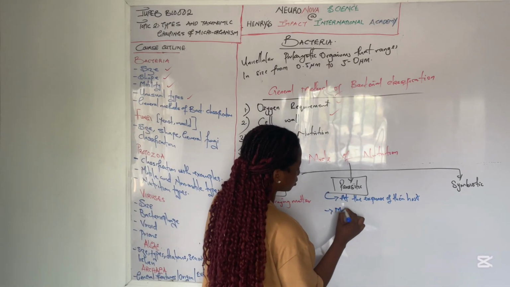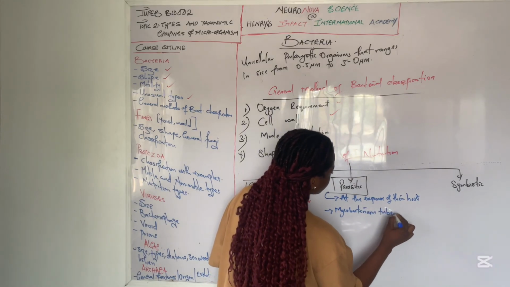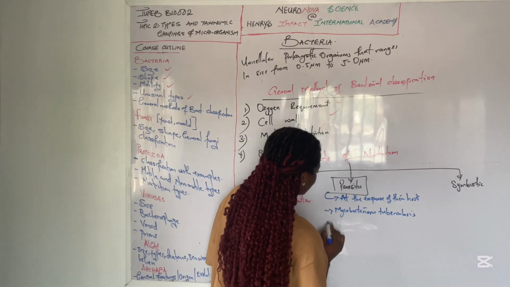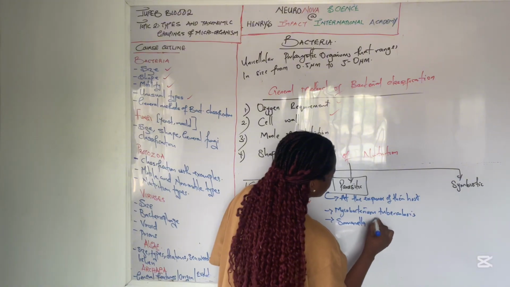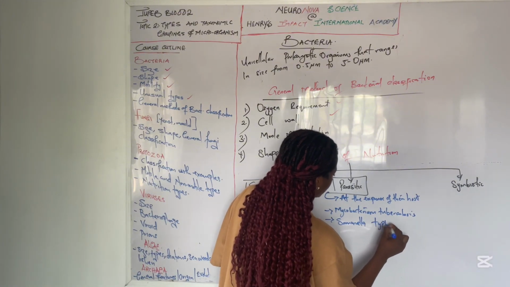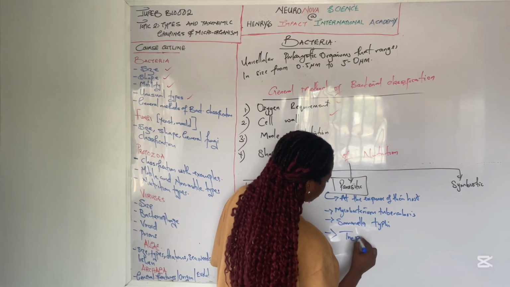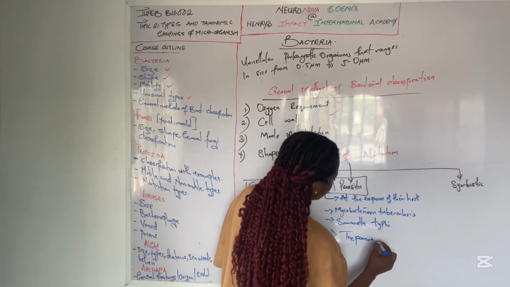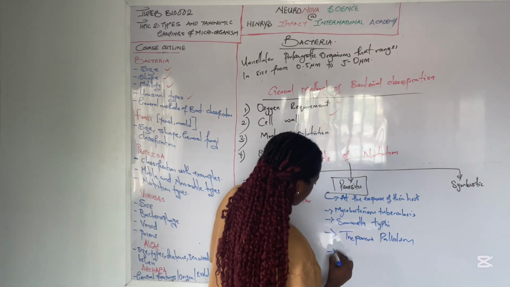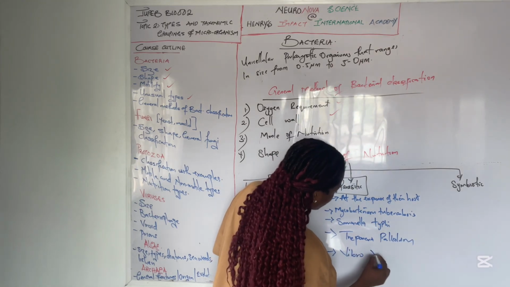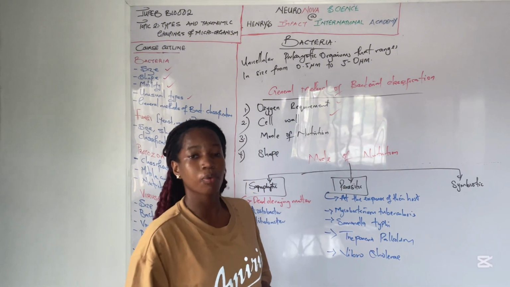We have the Mycobacterium tuberculosis. You have your Salmonella typhi, that causes typhoid fever. You also have your Treponema pallidum, which causes syphilis. There are many of them. You also have your Vibrio cholerae, which causes cholera. So there are various examples of parasitic bacteria.